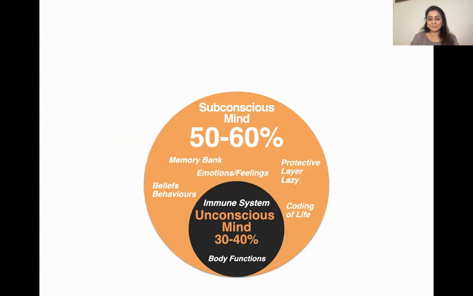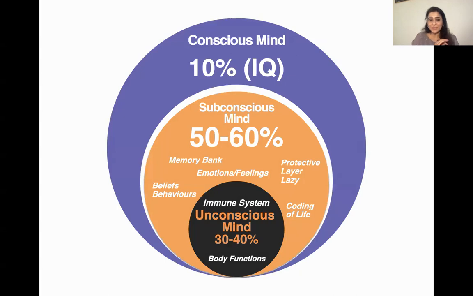So now going forward, we've spoken about the unconscious mind, we've spoken about the subconscious mind, and there is also something that we call the conscious mind. Now, what is the conscious mind? The conscious mind is just 10% of your total mind capacity. It is what we call the intelligence quotient, the IQ, all right?